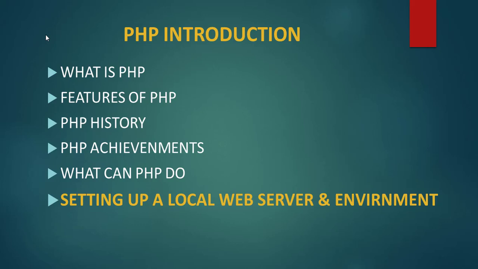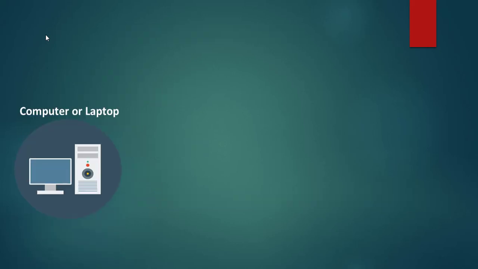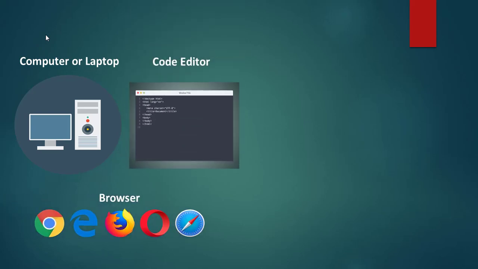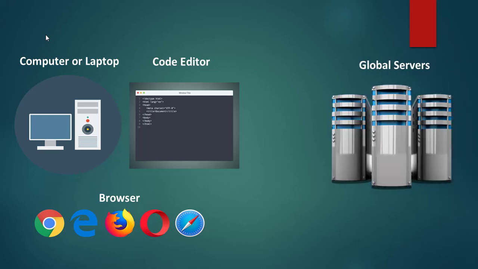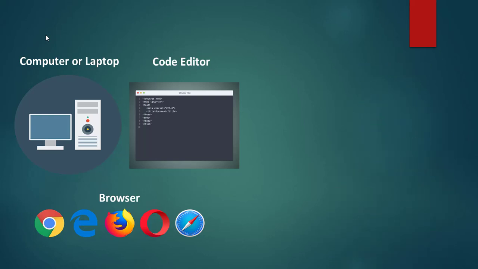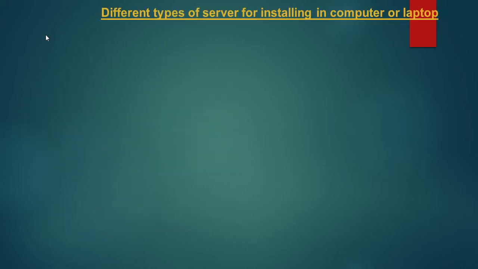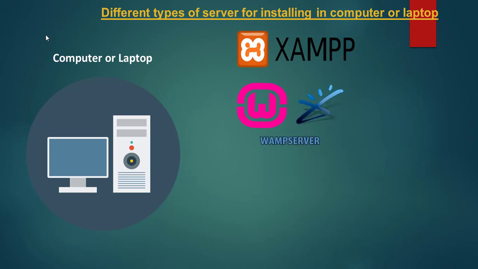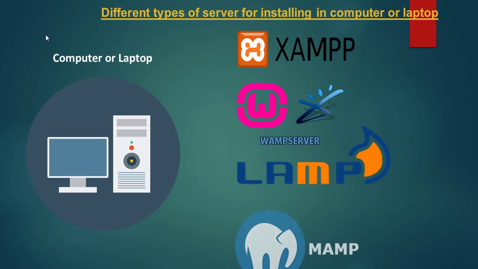Setting up a local web server and environment. We need a computer or laptop, a code editor, a browser, and a global server, but we don't need a global server now. We will turn our computer or laptop into a server by installing interpreter software. There are different types of servers for installing on a computer or laptop: XAMPP, WAMP server, LAMP, MAMP.